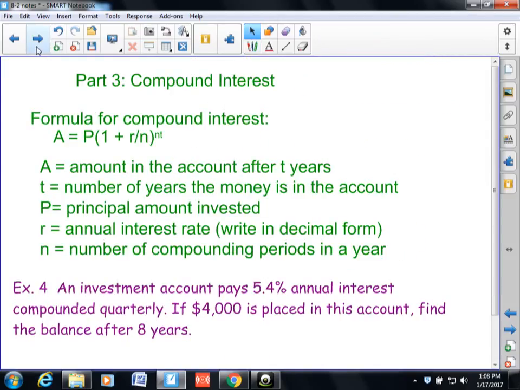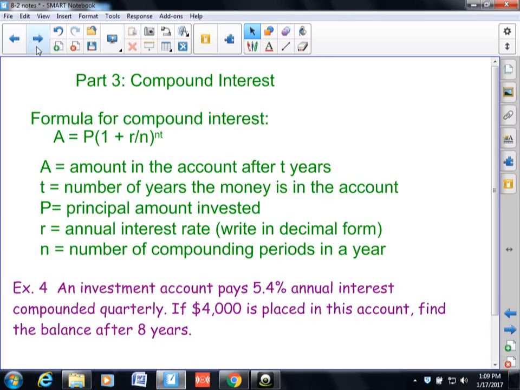Part 3, compound interest. Now, I'm doing this on the same day as the other notes, but it's possible that we're doing this on a second day. Depends on if my schedule works out as planned and all that jazz with any weather-related things and stuff like that. So I'm just going to keep going, and I really only have one example for this.